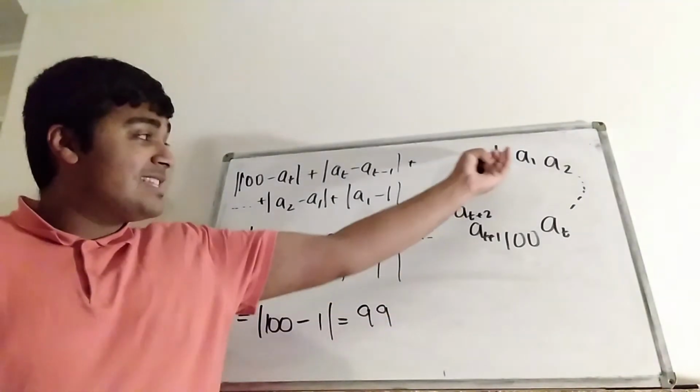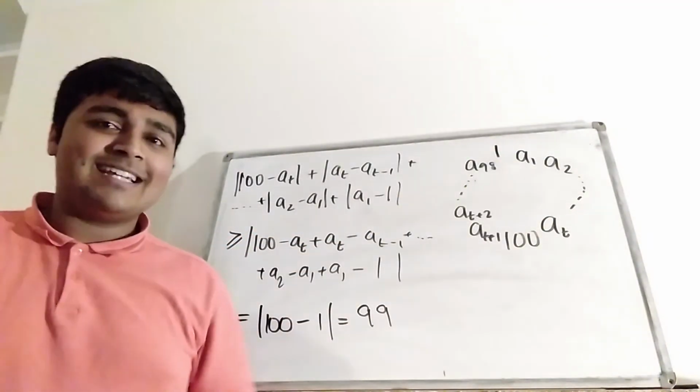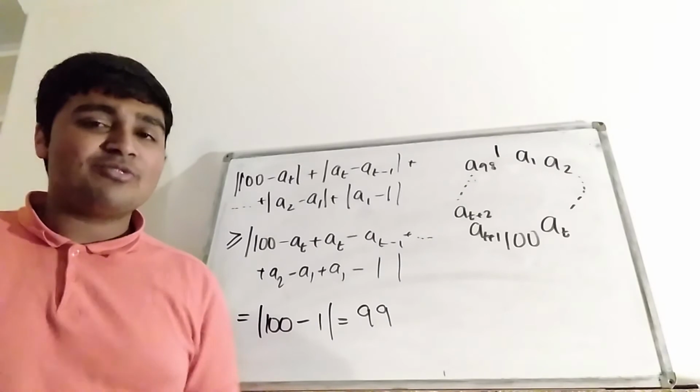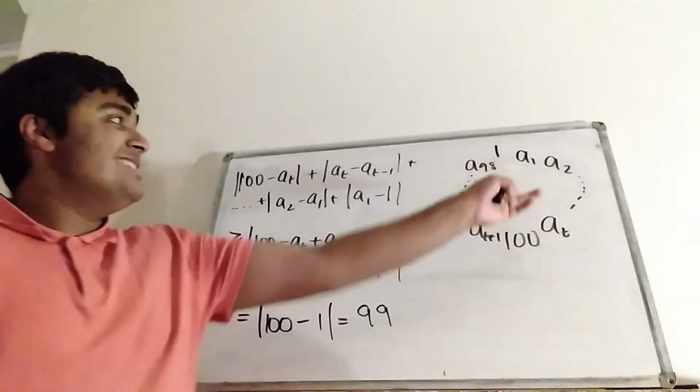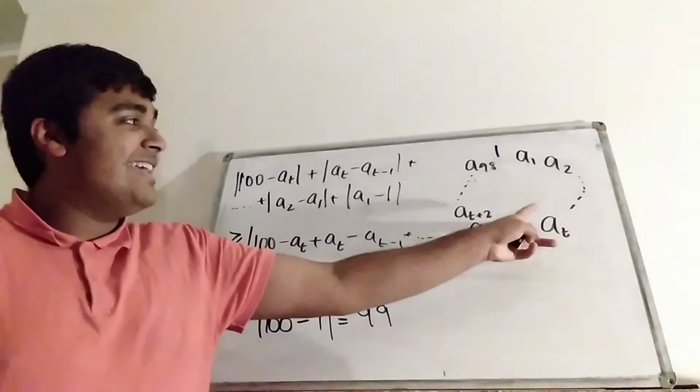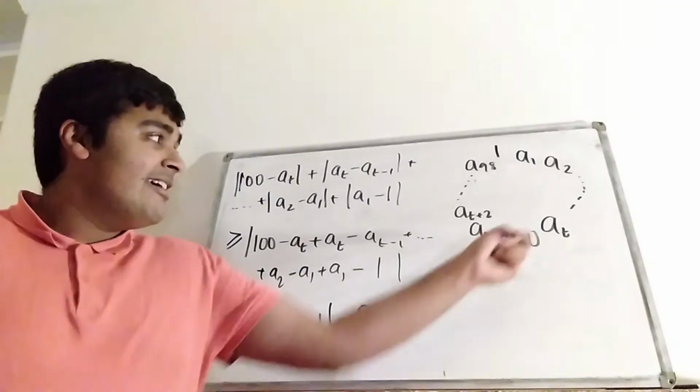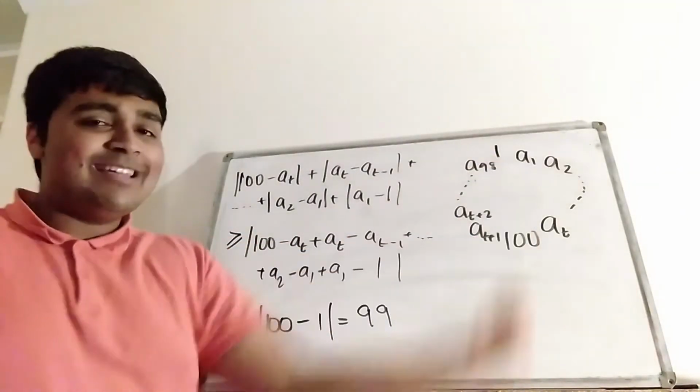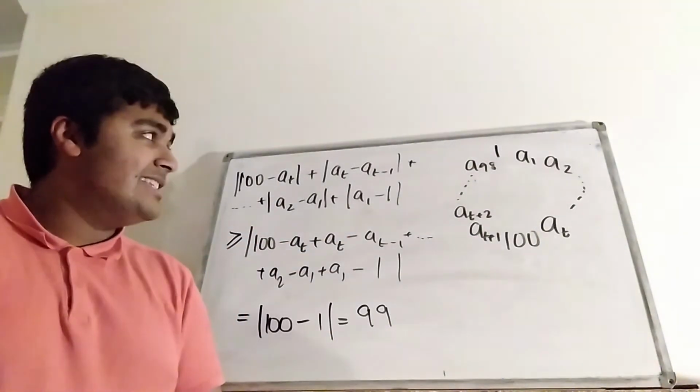But remember, we know that the sum of the distances between consecutive numbers is exactly 198. That means the sum of the distances along this arc must be exactly 99, and the sum of the distances along this other arc must also be exactly 99.